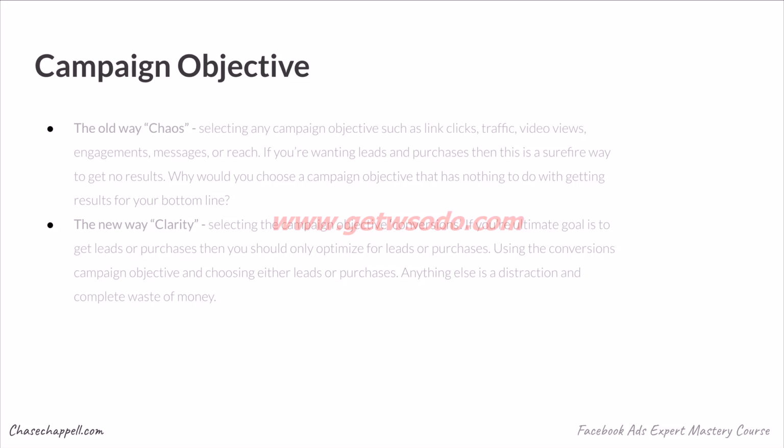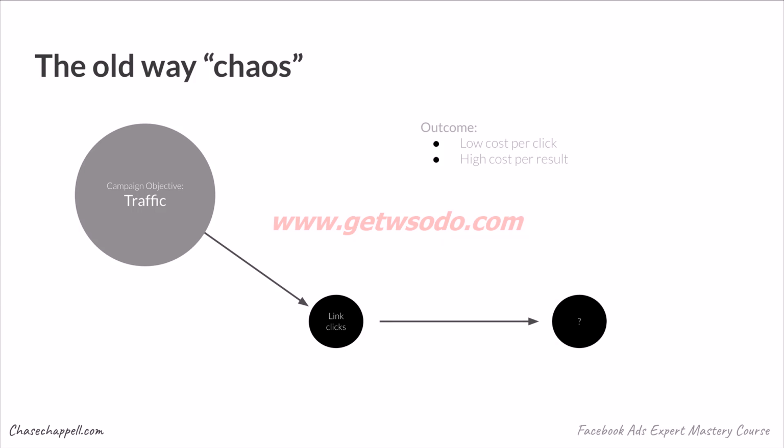I'm going to show you a few examples of why the old way is complete chaos and why the new way removes all unnecessary items and gives us a laser-like focus on qualified results. Here's an example of an old way. Some people select traffic campaigns as their campaign objective to get link clicks. The problem with this is that the algorithm then optimizes only for link clicks, meaning the algorithm does not care at all how qualified that person is that clicks on your ad, or how long they visited once they ended up on your site, or what they even did after they got on your site. The algorithm only tries to get link clicks since that's what you made the campaign objective.